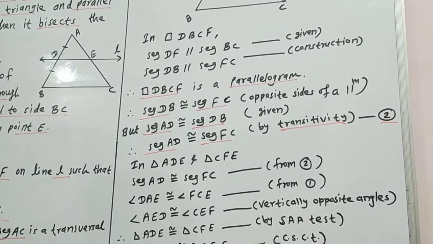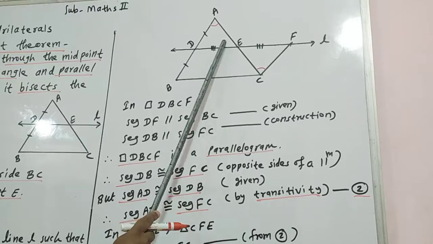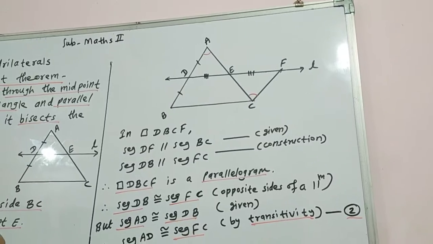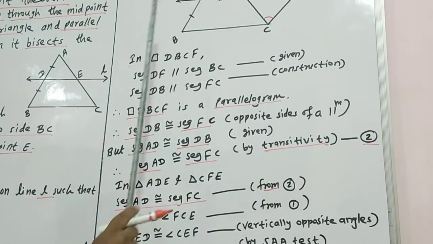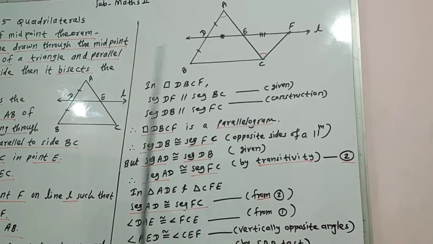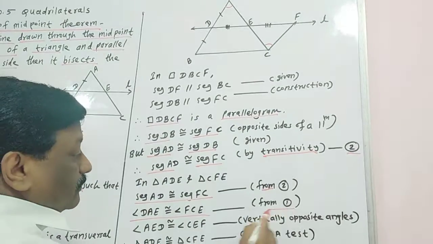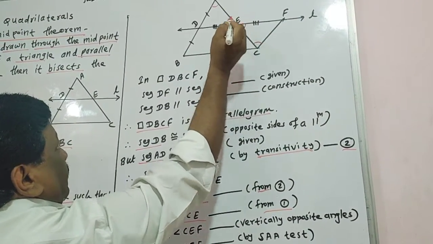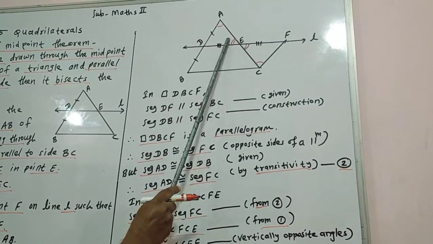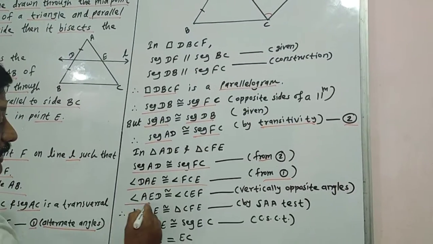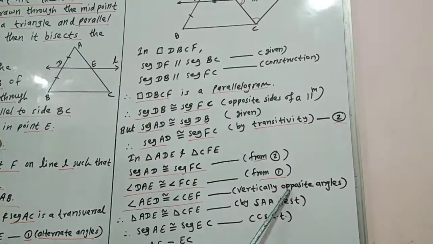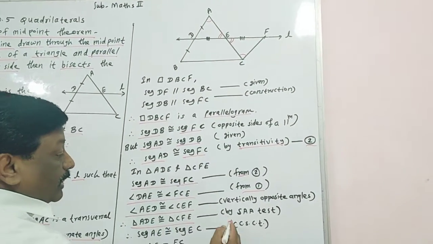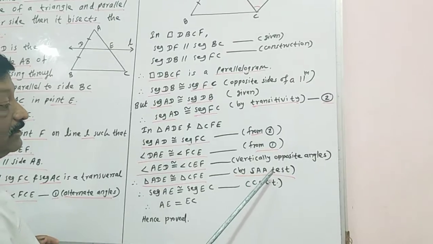Then in triangles ADE and CFE, AD is congruent to FC, which we proved in 2. Angle DAE is congruent to angle FCE, already proved in number 1. Then angle AED is congruent to angle CEF because these two are vertically opposite angles. So angle AED is congruent to angle CEF, the reason being vertically opposite angles. Therefore triangle ADE is congruent to triangle CFE by the SAA test, meaning side-angle-angle.